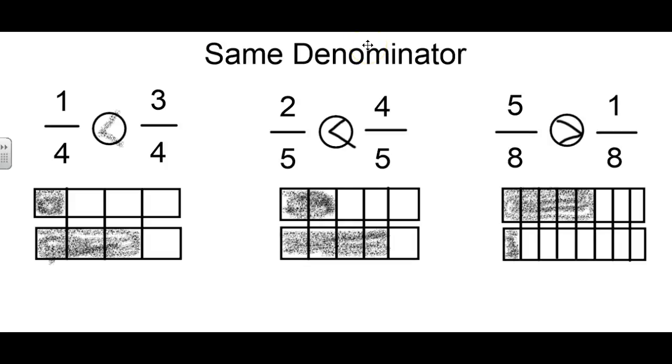Okay, so 2/5 and 4/5. 4/5 is definitely more. 4/5 has more shaded. And then 5/8 and 1/8. 5/8 is definitely more because 5/8 has more shaded than just 1/8.